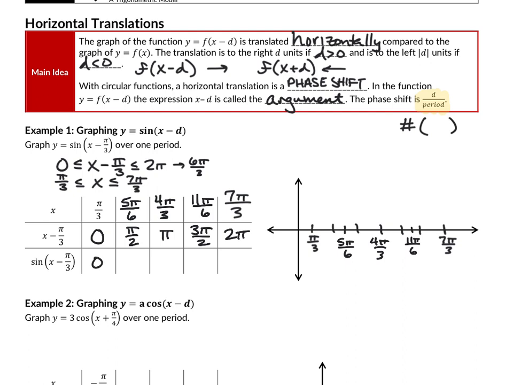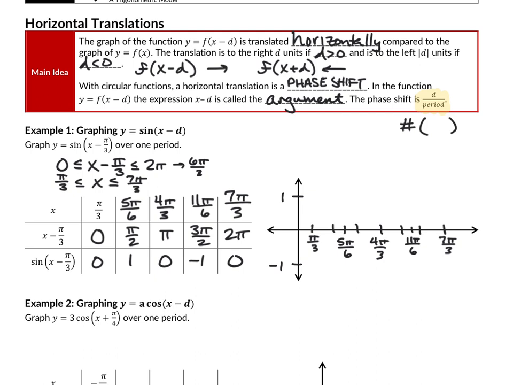That is your midline, your maximum, your midline, your minimum, and a midline. And now we're able to plot these points with the correct amplitude. Since there's no vertical dilation here, this is going to be an amplitude of 1, the typical range of the sine function. But we're not going to start at the y-intercept.